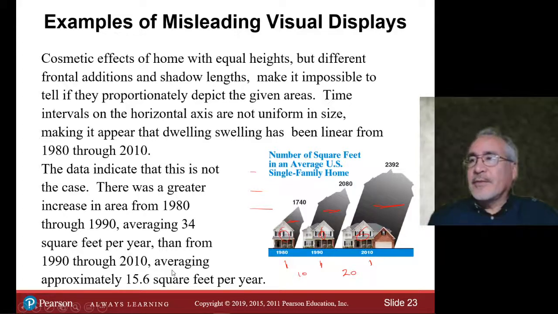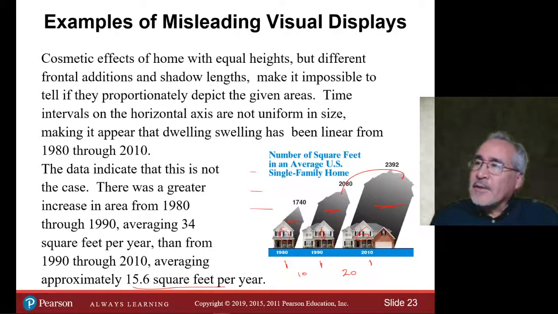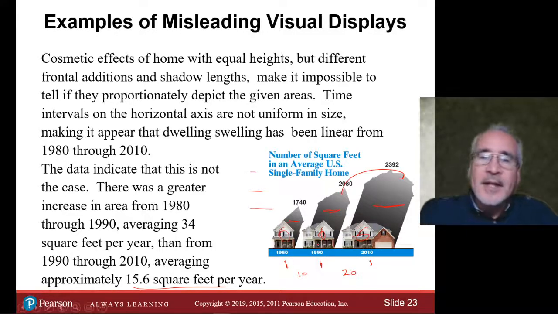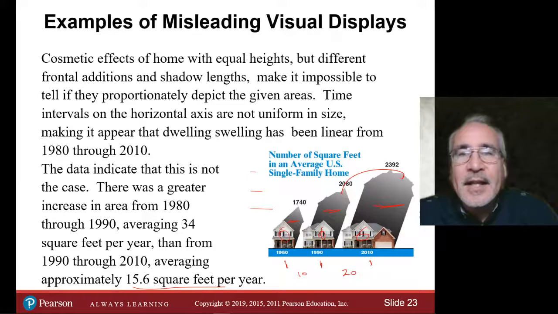There are some deceptions here. It looks like greater increases from 1980 through 90, averaging 34 square feet per year, then 90 through 2010, averaging this many square feet per year. So this was actually the greatest increase in square feet per year, at least. But it certainly seems like going from here to here was the greatest. Anyway, watch for those. Don't be duped. Make sure you're following through on these.